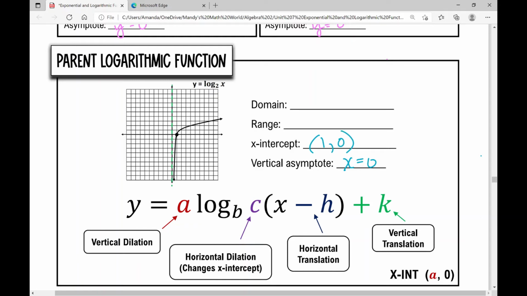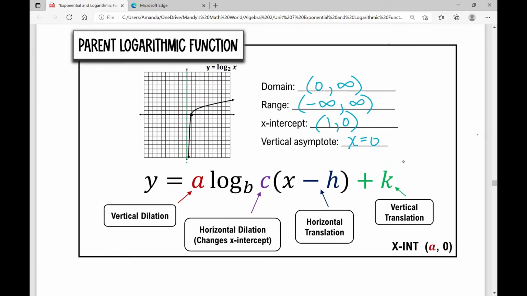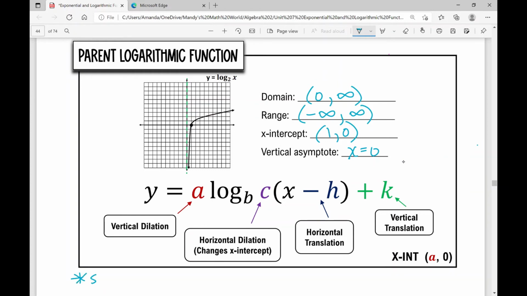Instead of the domain being all real numbers, the range is all real numbers. And this is how I write it in interval notation. And instead of the range being from 0 to infinity, our domain is 0 to infinity. That's our parent logarithmic function. This is our starting point for the next 4 examples. So all of the transformations are the same as exponentials.